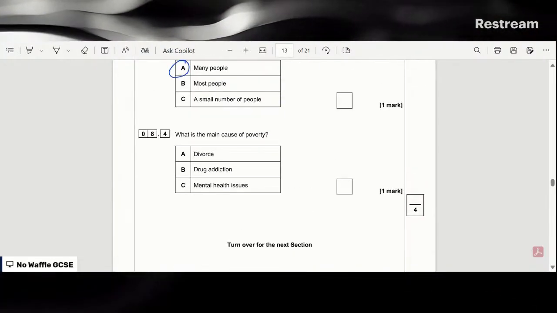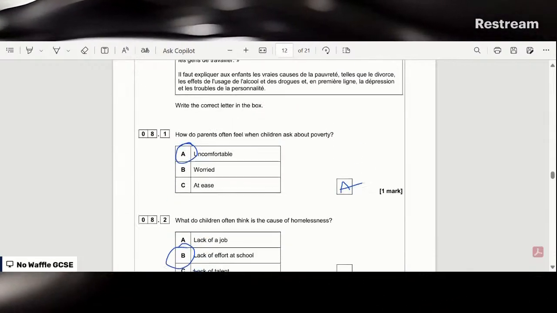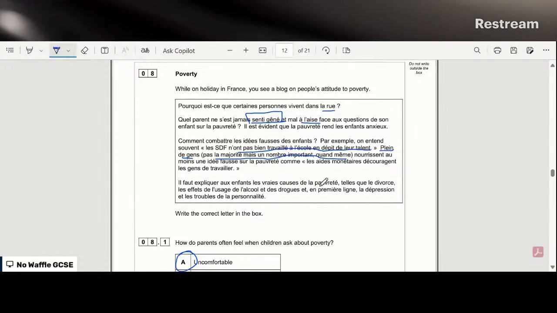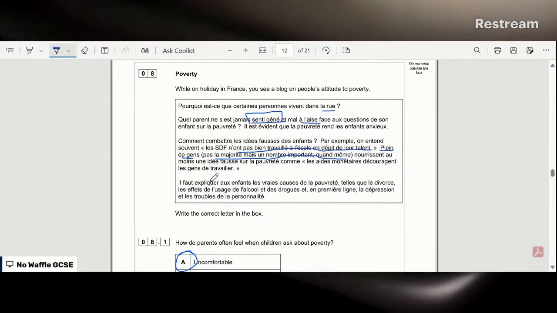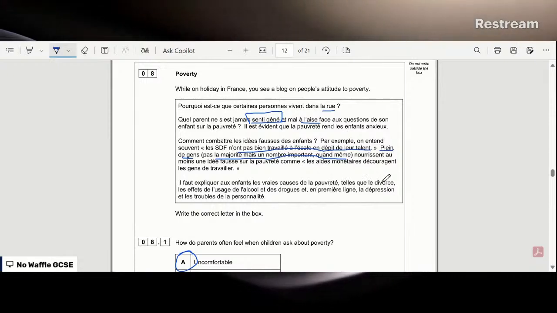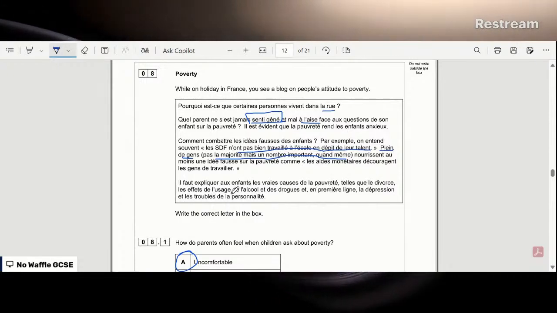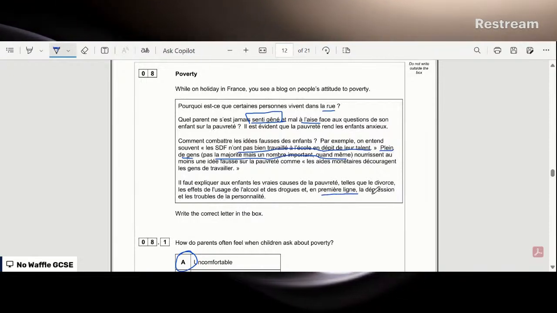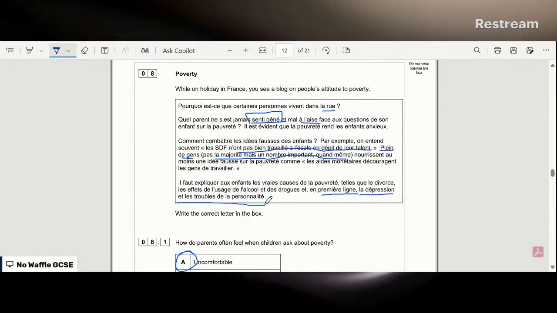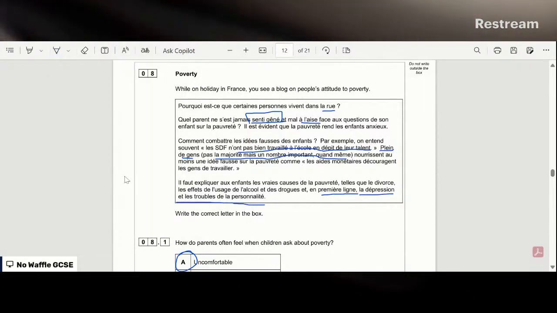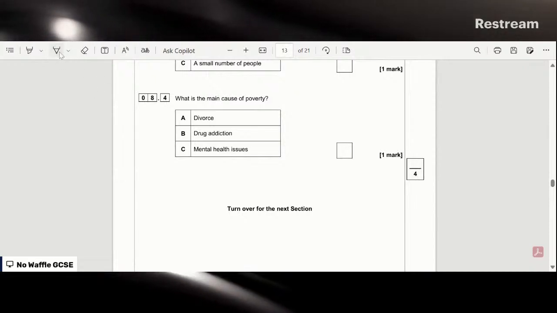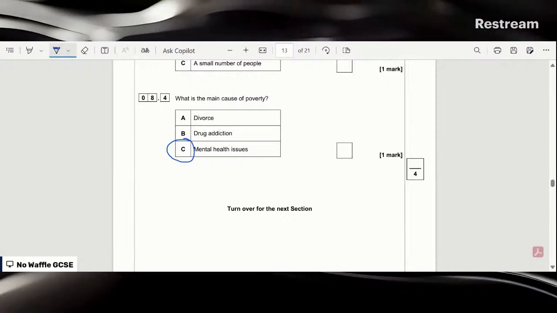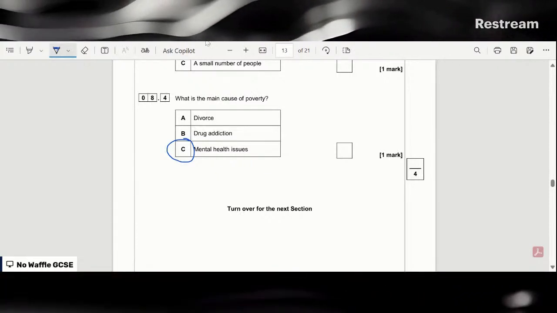Okay, and what is the main cause of poverty? Divorce, drug addiction, or mental health issues. So, il faut expliquer aux enfants la vraie cause de la pauvreté. So, one should explain to children the real cause of poverty, tel que le divorce, les effets de l'usage de l'alcool et de drogue, et en première ligne, the main idea, la dépression et le trouble de la personnalité, so mental health issues. It's important to look out for where it's saying the most important and not just listing things. So mental health issues there. Okay.